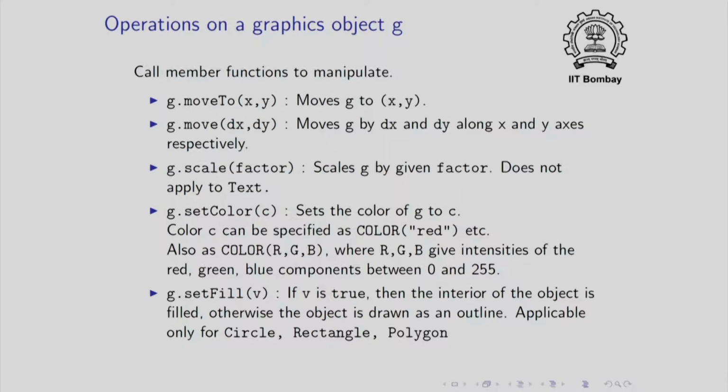An object can be drawn in two ways. It can be drawn in outline or it can be drawn as a solid filled object. Whether it is drawn in outline or in a solid manner can be changed by the set fill command. If you say g dot set fill with true in place of v, then this will make the object solid, that is, it will fill the interior of the object. If you specify false, then the object will be drawn as outline. Note that this is applicable only for circle, rectangle and polygon and not for lines and text.